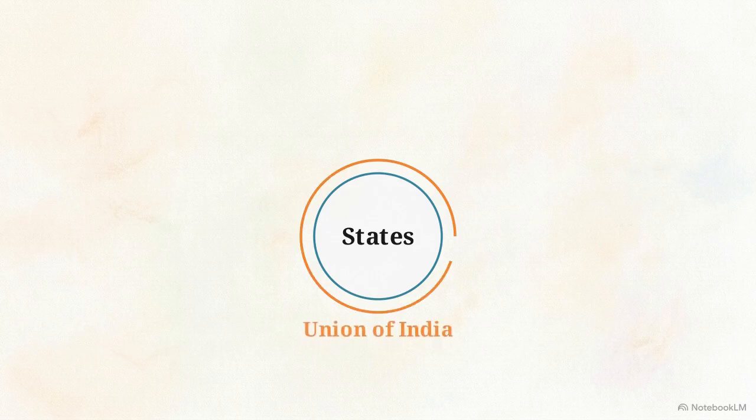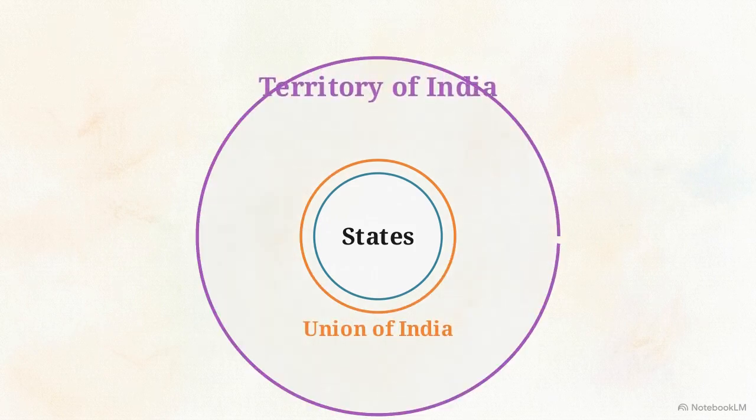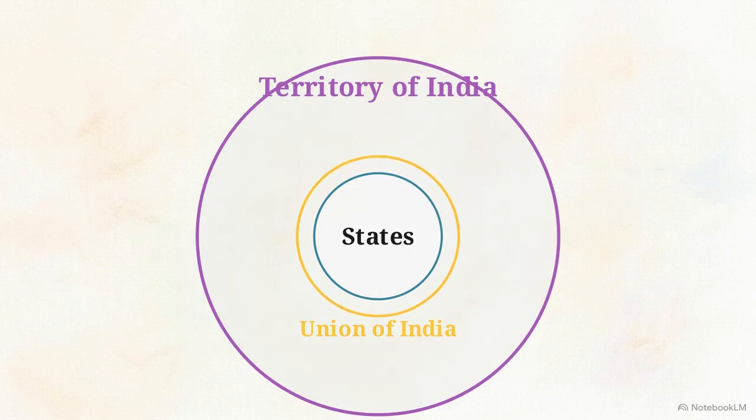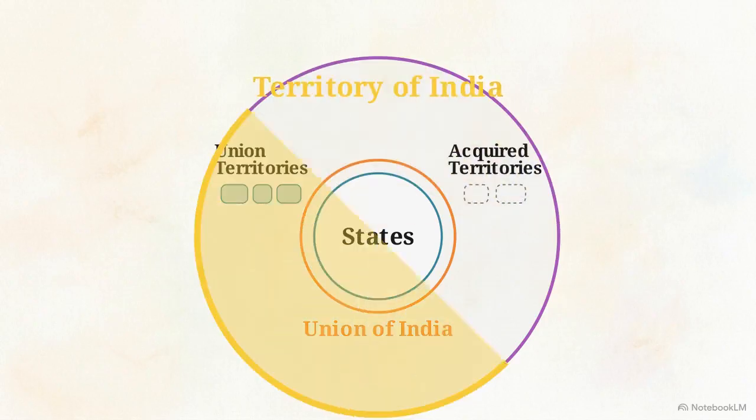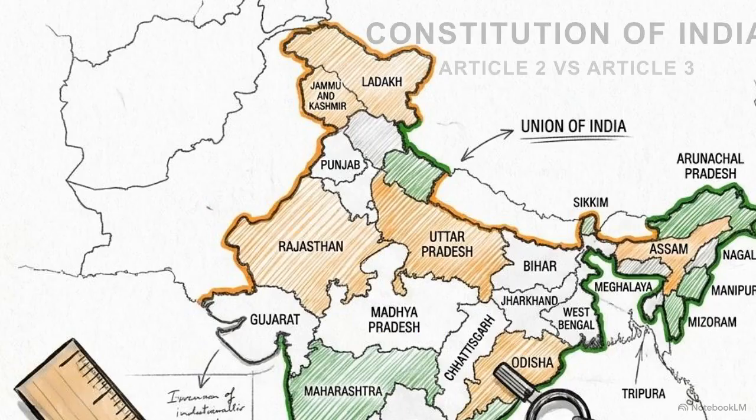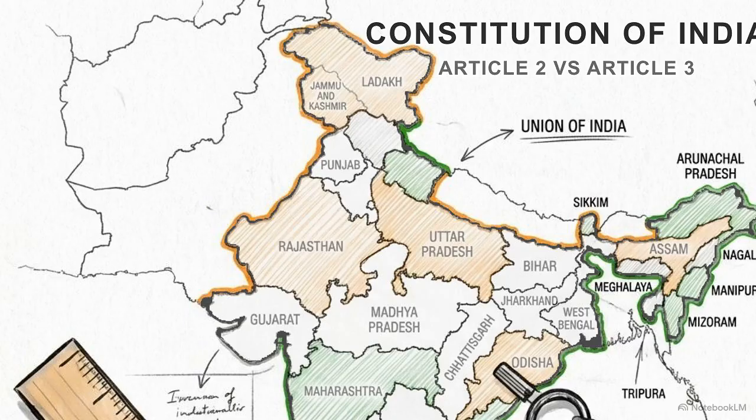The territory of India is a much broader category than the Union of India. While the Union includes only the states, the territory encompasses those states, all Union territories, and any land India may acquire in the future. The Constitution manages this land through two distinct powers.